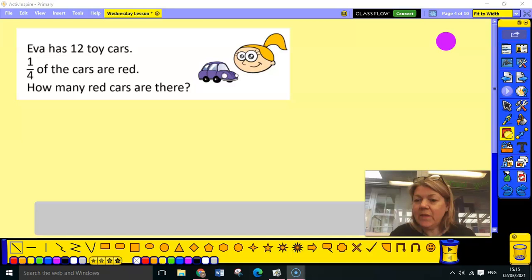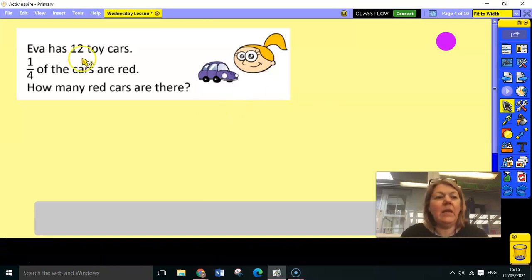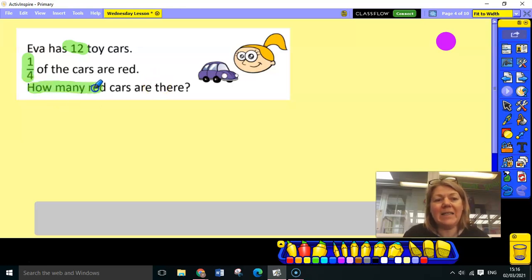So we're going to start with this problem here to have a look at, and it says Eva has got 12 toy cars and a quarter of her cars are red. How many red cars are there? So what we really need to know first is what's the information here? What do we need to help us answer this question? Well, we need this bit of information. We need to know how many cars Eva's got, and we need to know how many red ones there are, because that is what the question is asking us.